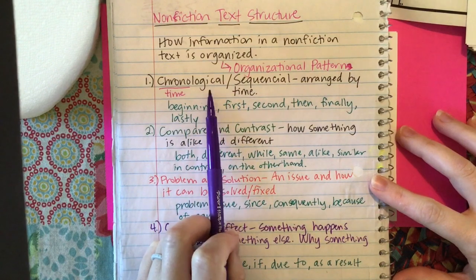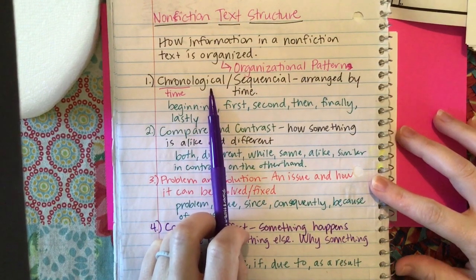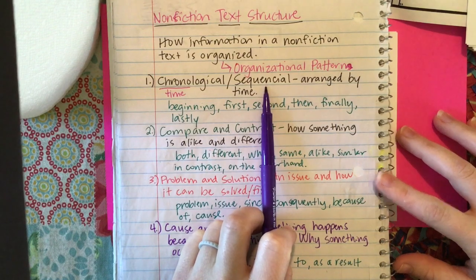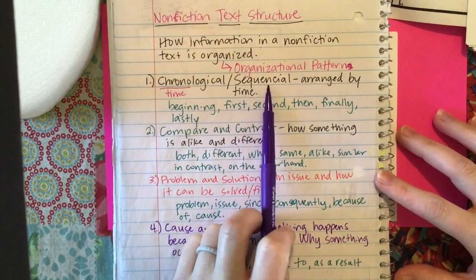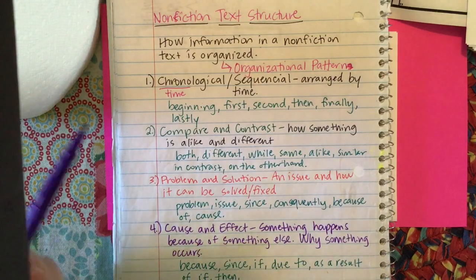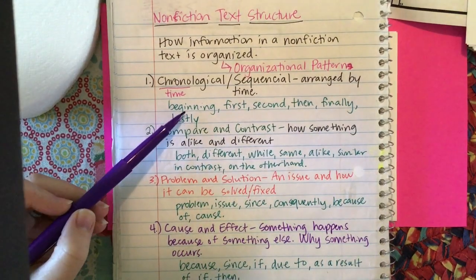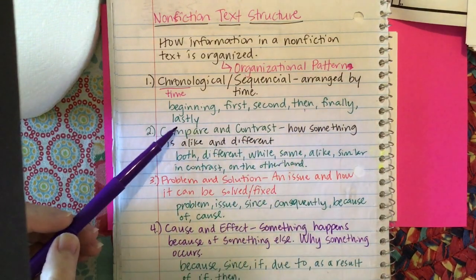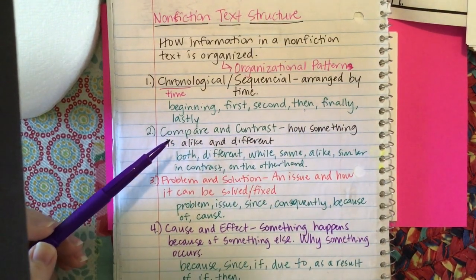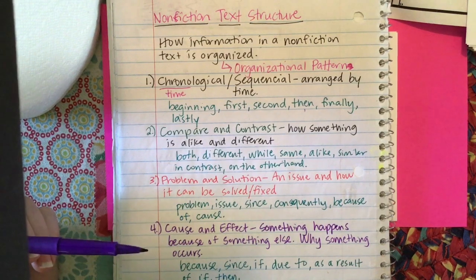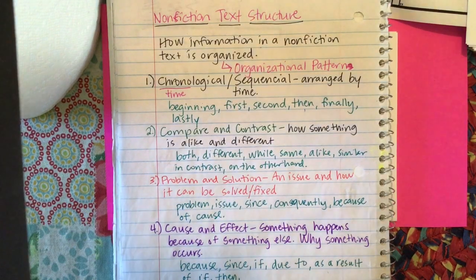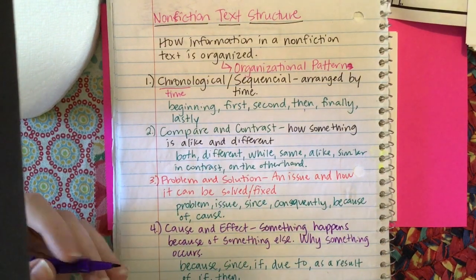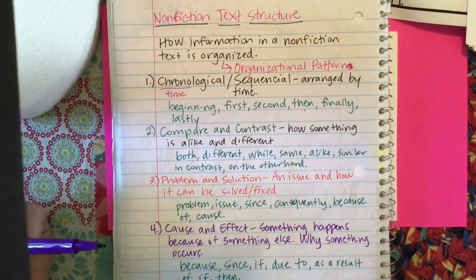So chronological might be the history of something, events that happened in the past. Sequential would be, for example, the steps to baking a cookie. You have to do it first, second, third, things like that. Some of our signal words are going to be beginning, first, second, then, finally, lastly. And then if I see that my author has written something that includes time indicating words or order words, then I know that it's probably chronological or sequential.